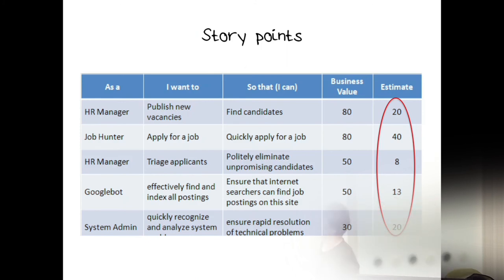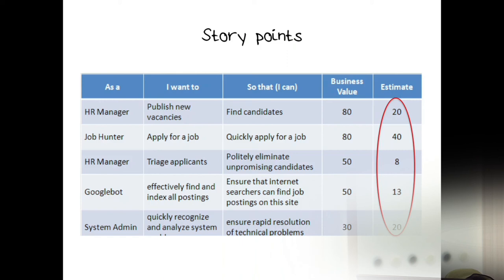So here's an example of a product backlog. As an HR manager, I want to publish new vacancies so that I can find candidates. And the estimate for this is 20. So 20 story points, which says nothing in isolation, absolutely nothing.